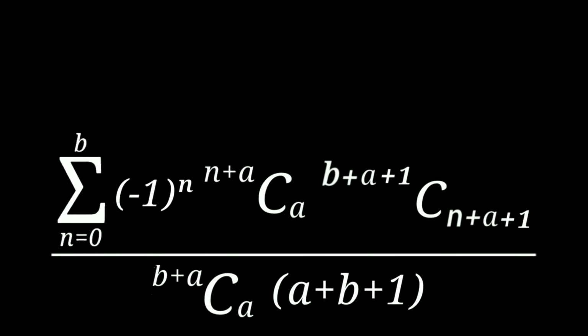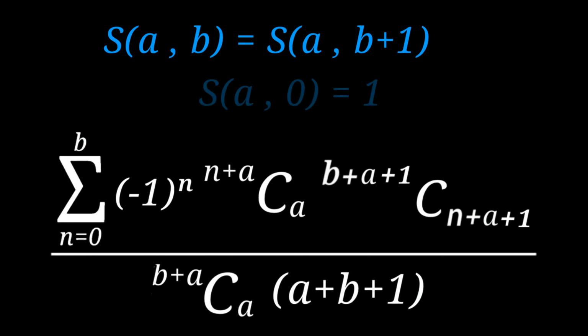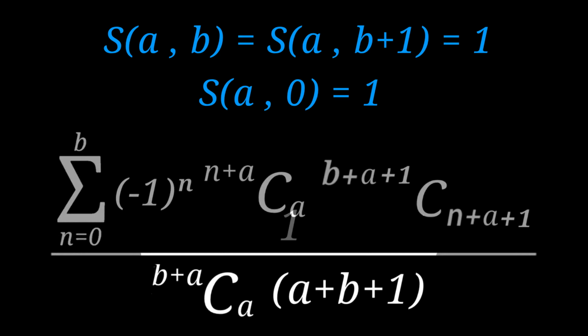The way we'll go about evaluating this sum is by showing that replacing b by b plus 1 doesn't change the sum at all. And since we know that putting 0 in place of b gives the answer as 1, that must mean that the answer is 1 for all b. Evaluating this sum is left as an exercise for the viewer. But don't worry, if it seems too daunting, I'll leave 3 hints at the end of the video. Make sure to leave your progress in the comment section to help others out.